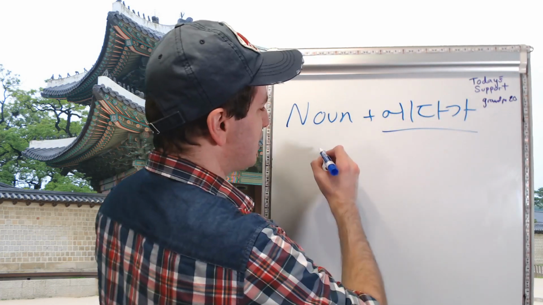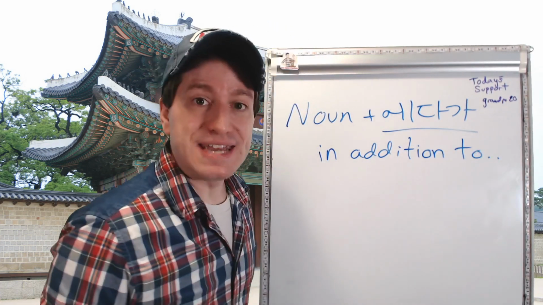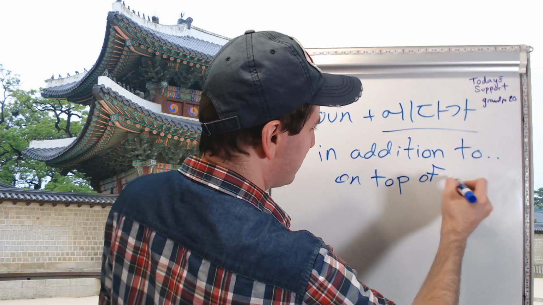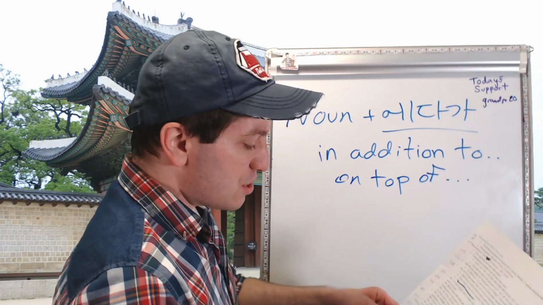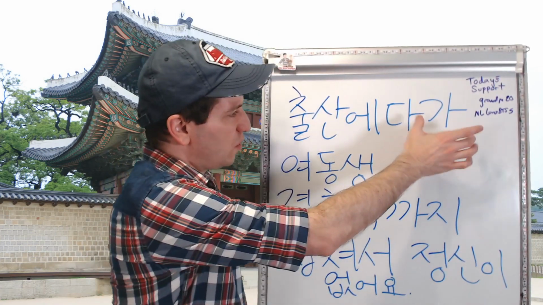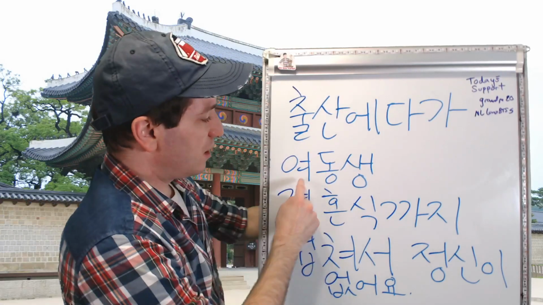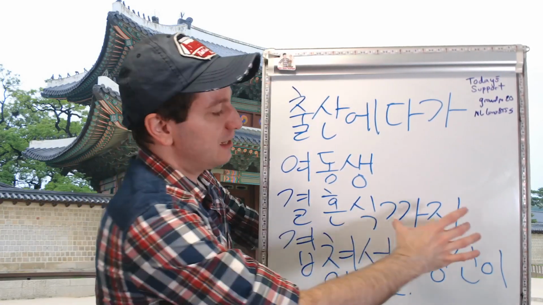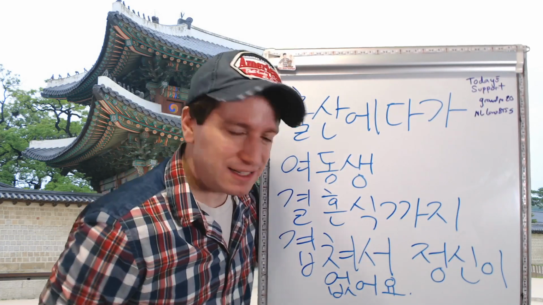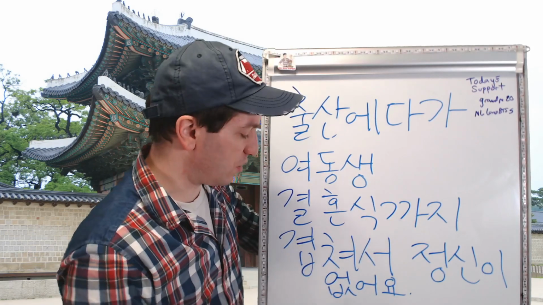So there's one more thing you can use 에다가 for. You can also use it just like we had our previous form, in addition to a noun. Literally, like saying on top of, in addition to that noun. So let me give you an example. 출산에다가, so on top of, in addition to, giving birth, 여동생 결혼식까지, even my younger sister's wedding. On top of giving birth, there's also my younger sister's wedding ceremony.